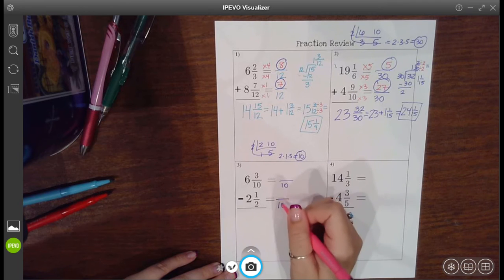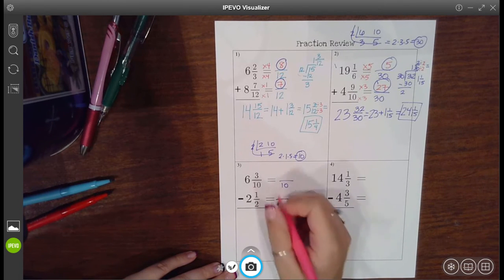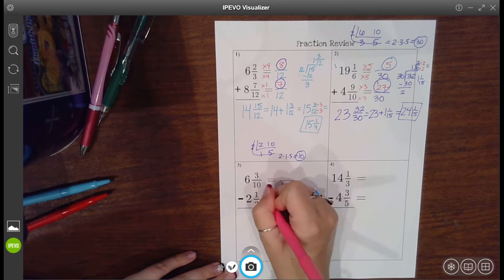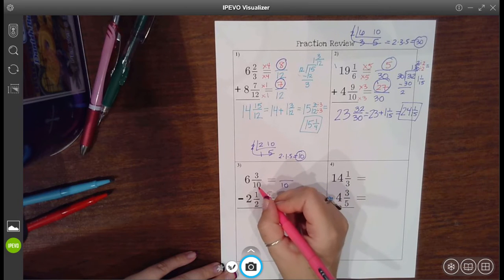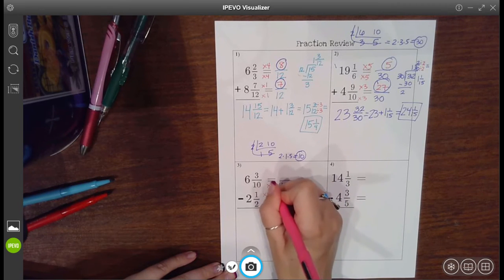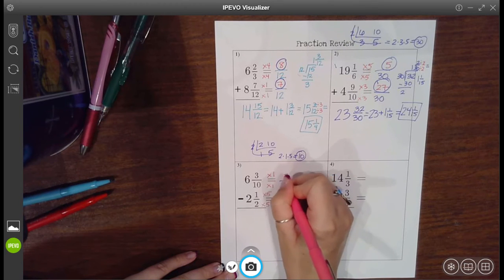Now that you have your common denominator, to create the equivalent fraction, what did you do to 2 to get that 10? You did times 5. So do the same thing on top. 1 times 5 is 5. What did you do to the 10 to get 10? You multiplied by 1, which means you'd multiply this by 1, and 3 times 1 is 3.